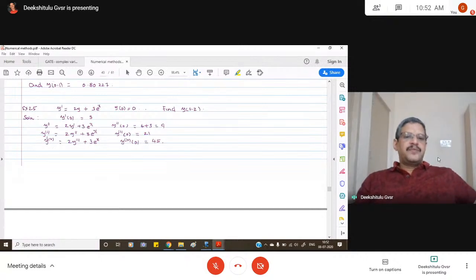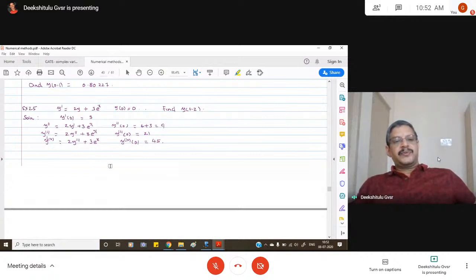So y dash is, if you put these things, x naught is 0, y naught is 0. So this is 2 into y naught, which is 0, plus 3 into e power 0, because x naught is 0, that is 3. So y double dash is 2 into y dash plus 3 e power x. Y triple dash is 2 y double dash plus 3 e power x. Y fourth derivative, and so on and so forth. Get all these things at x naught.